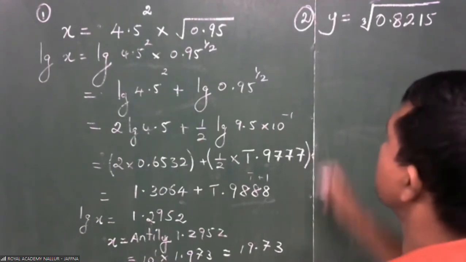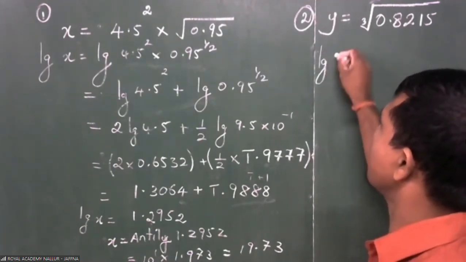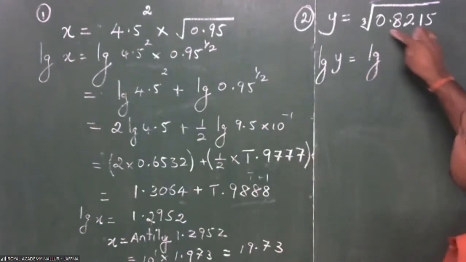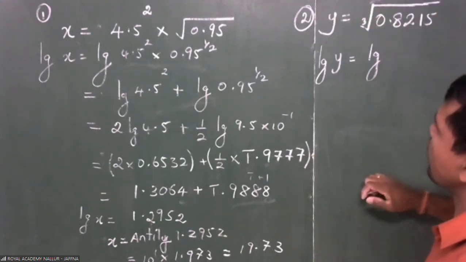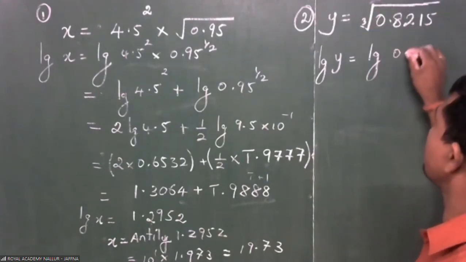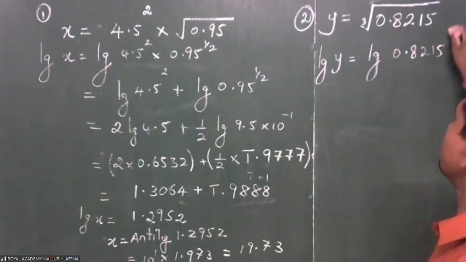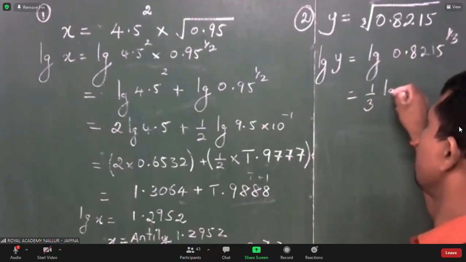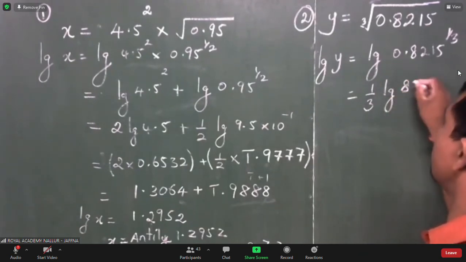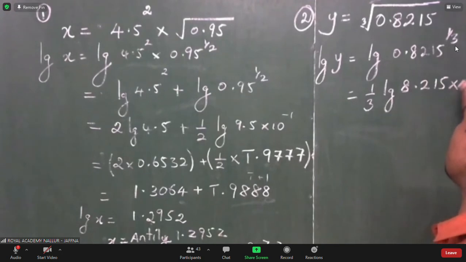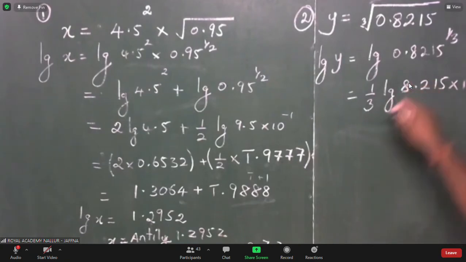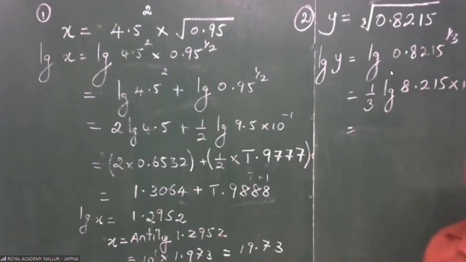So what? Consideration of logarithm first. Logarithm of y is equal to the logarithm of this number and the cubic root of that. That is 1/3. So 0.8215 to the power 1/3. Now you can continue. This 1/3 comes in front. In scientific notation, that's 8.215 into 10 to the power 1 place back, therefore -1. Now you can continue here, writing the logarithm, and 1/3 is there.